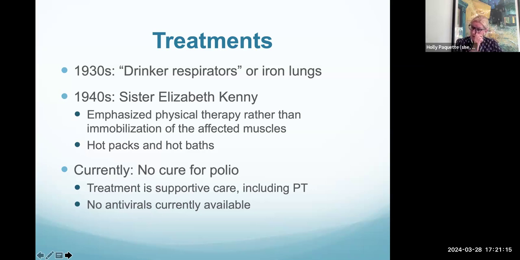Currently, though, we still do not have a cure for polio. So if you were to come down with polio, basically the best that we can do is supportive care, whatever it takes to keep you moving, including physical therapy. And if you were unlucky enough to have it affect your lungs, we would likely put you on a respirator. There are no antivirals that are currently available to treat polio. So there isn't some medicine that we could give you that would actually slow or stop the infection.